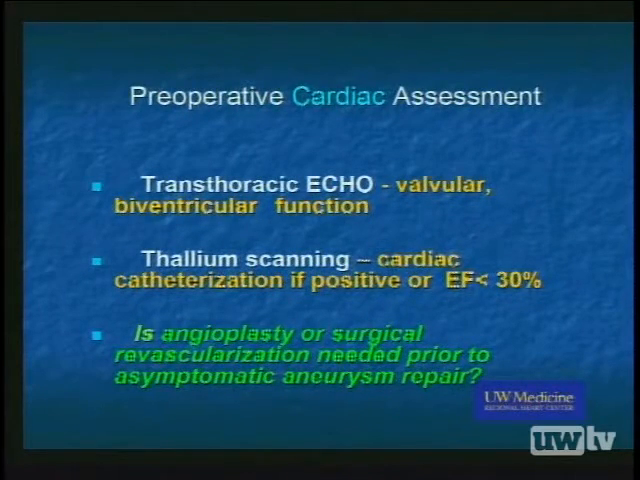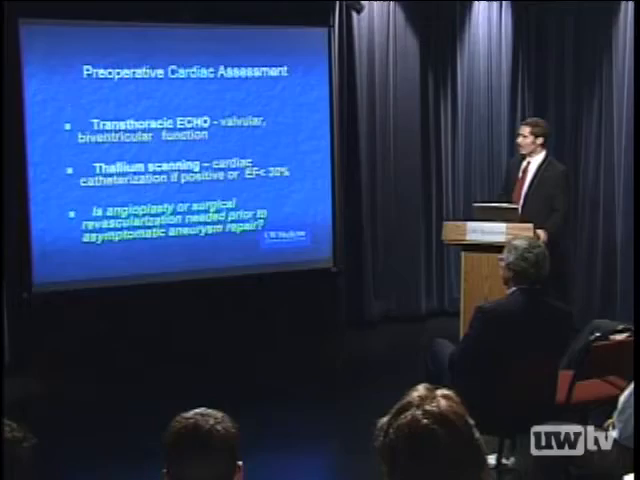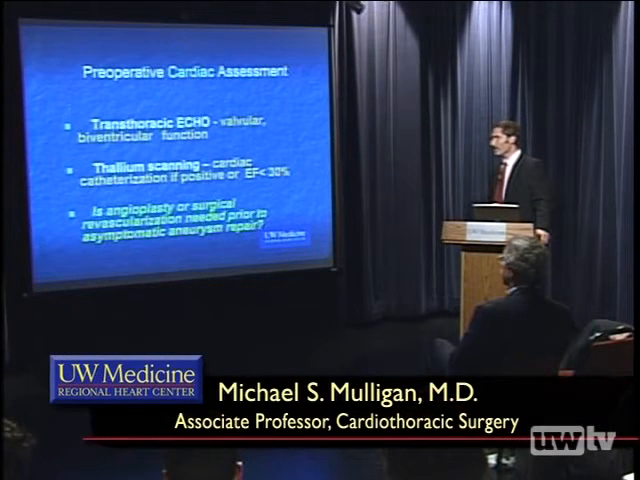It not only determines the presence of any valvular disease and biventricular function, but we also must obtain thallium scanning, and if positive, cardiac catheterization is required. We're also routinely obtaining cardiac catheterization if the ejection fraction is less than 30%. And the bottom line, the requirement for all this, is that we're trying to determine whether or not angioplasty or surgical revascularization is needed prior to asymptomatic aneurysm repair.